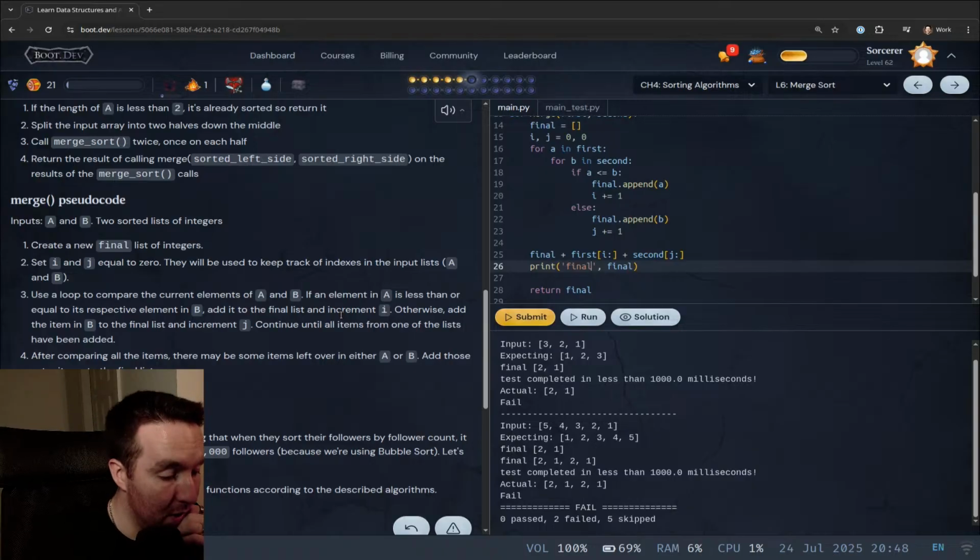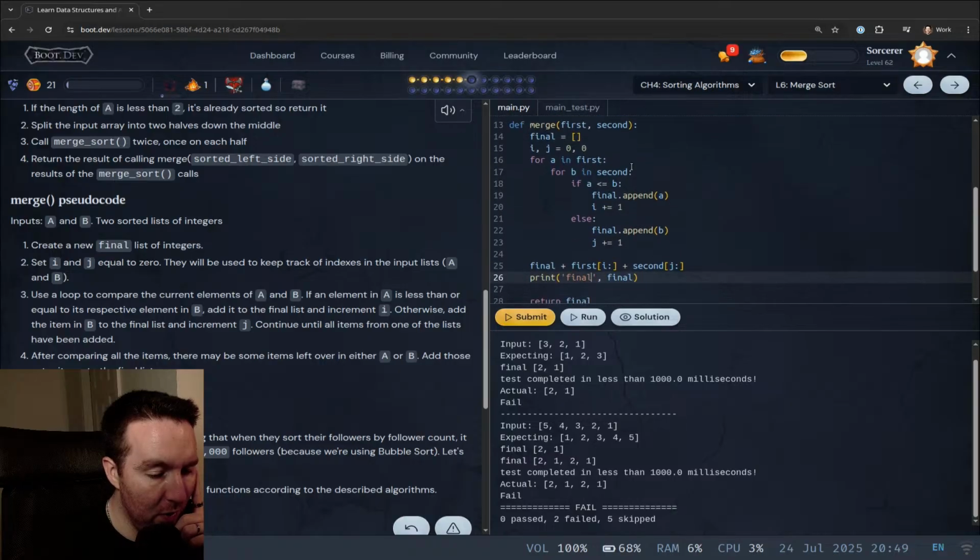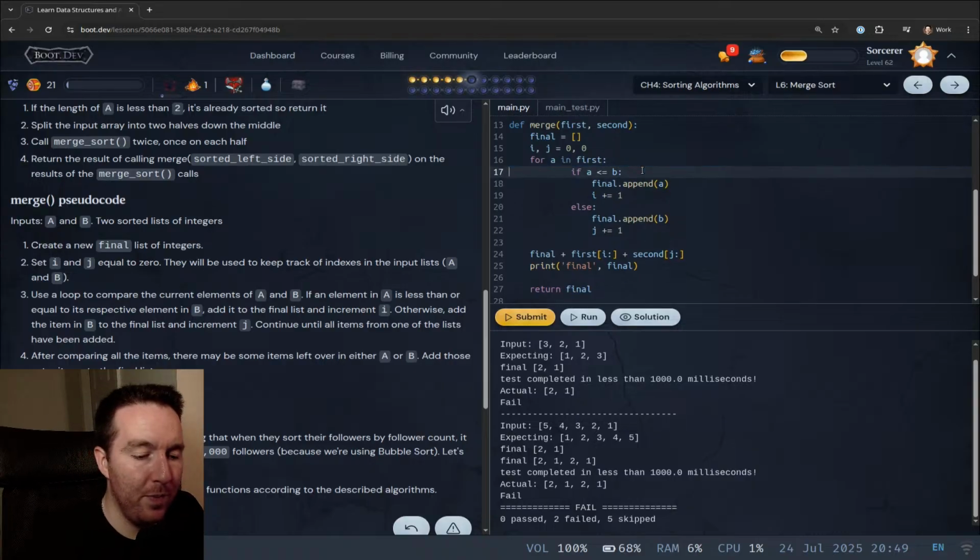Use a loop to compare current elements of A and B. If element in A is less than or equal to its respective element in B, add it to the final list and increment i. Otherwise, add the item in B to the final list and increment j. Continue until all items from one of the lists have been added. Okay, so we don't need to do a nested one, right? So take that out.